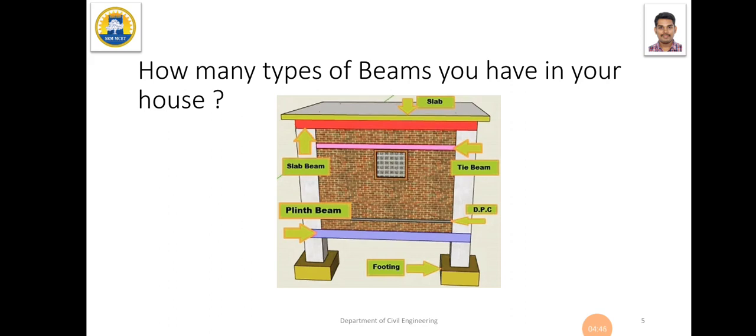This will usually connect two columns, as well as a plinth beam. This will be under your ground level, that is your floor level. So below your floor you'll have this beam. So this, most of you might have known this.